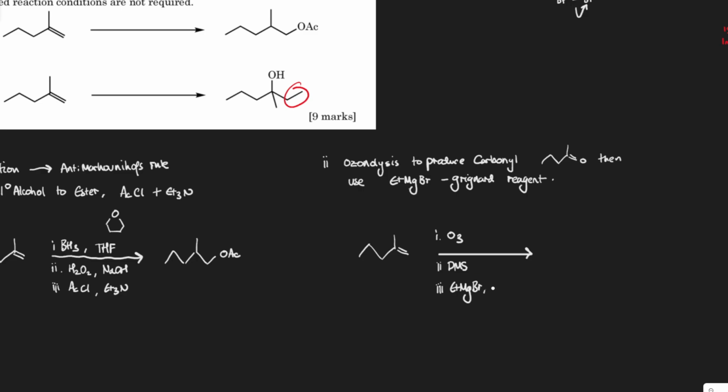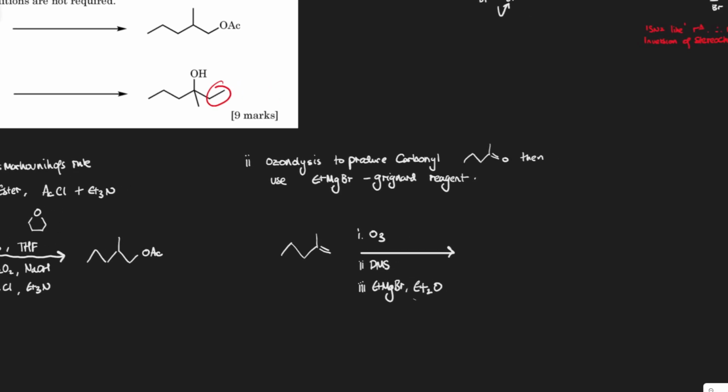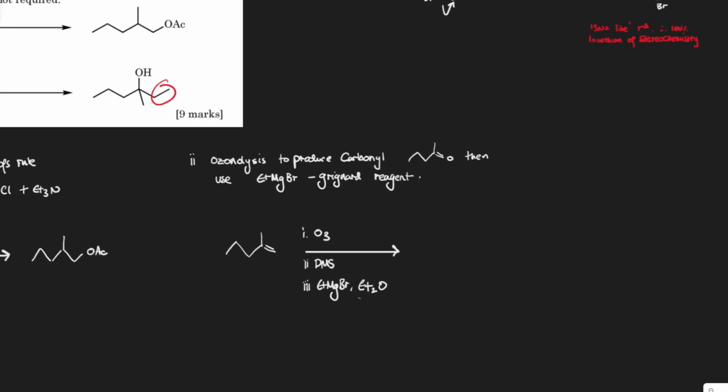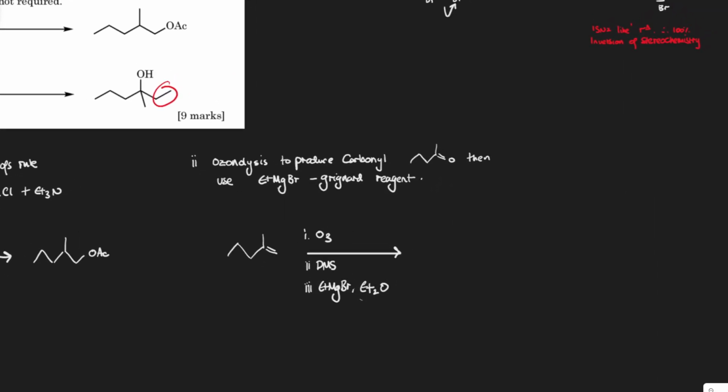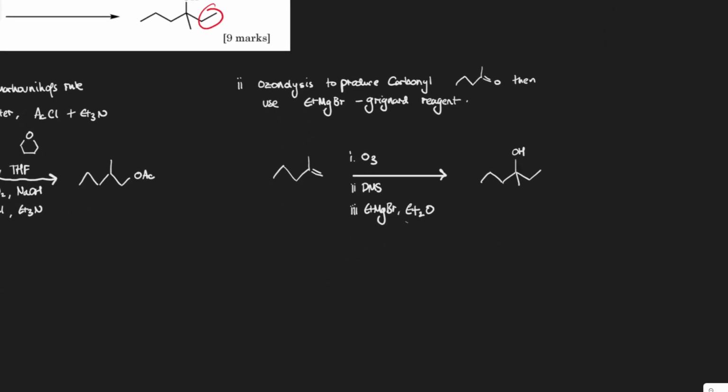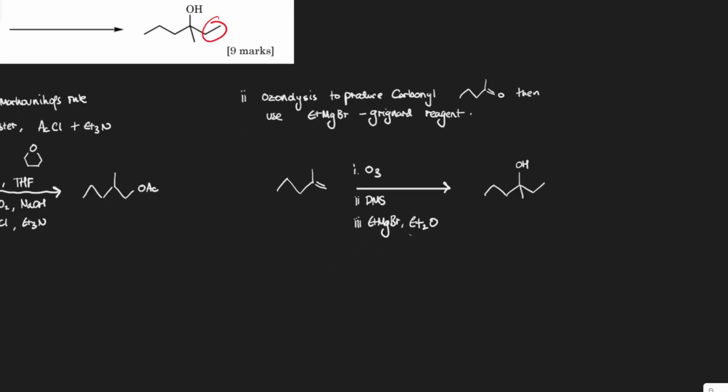So a good solvent, okay, Et2O. Okay, and this is going to form a tertiary alcohol here. So let's give the reaction mechanism for this one, because this is quite long, but it's quite interesting, so it's good. First of all, let's consider what ozone looks like.